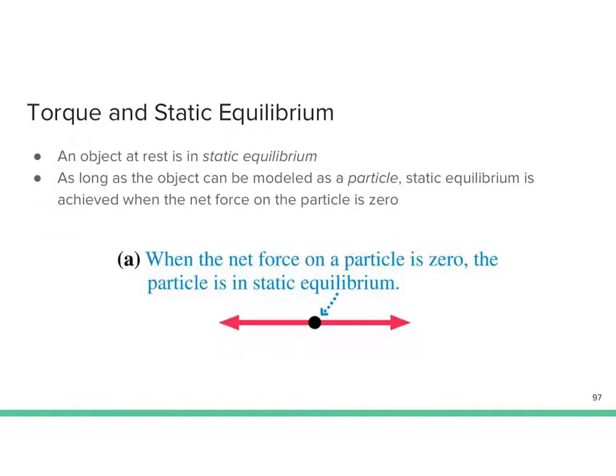Earlier in the year, when we treated things as just a particle, an object that's at rest was in equilibrium, right? It was static, meaning stationary equilibrium, and the forces acting on it were balanced as well. As long as the object can be modeled as a particle, static equilibrium is just achieved when the net force on that particle is equal to 0. But now that we understand that things aren't particles, we need to take a closer look at that.